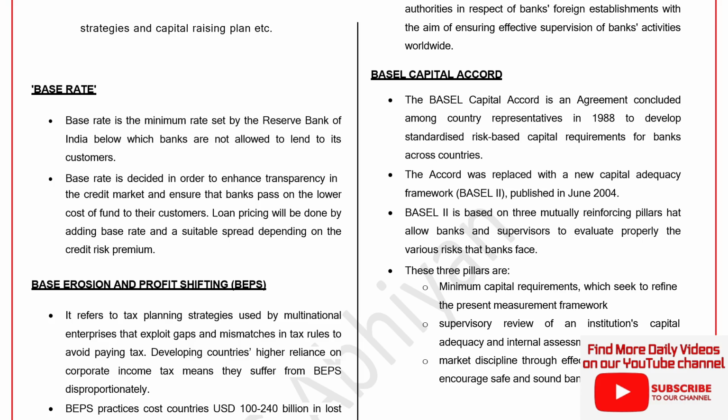Loan pricing will be done by adding the base rate and a suitable spread depending on the credit risk premium. So loan pricing is basically done by adding to the base rate. Okay. Base erosion and profit shifting, that is BEPS.